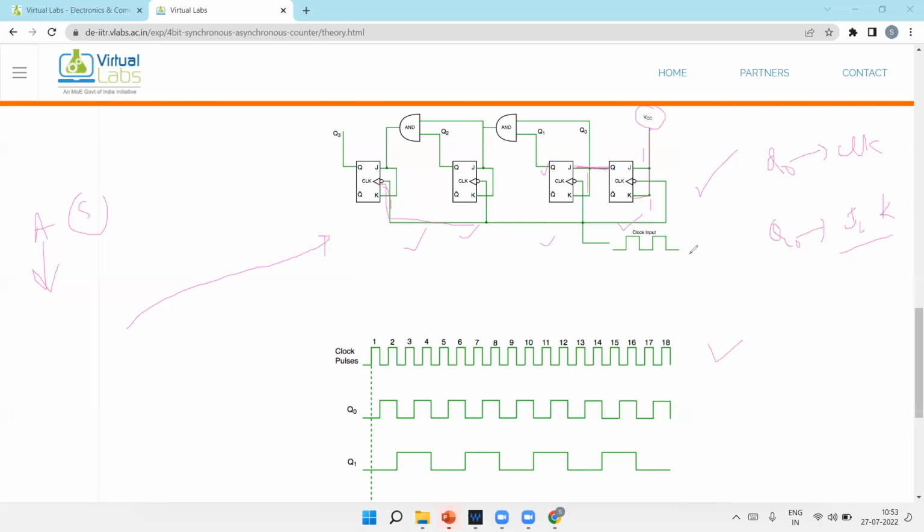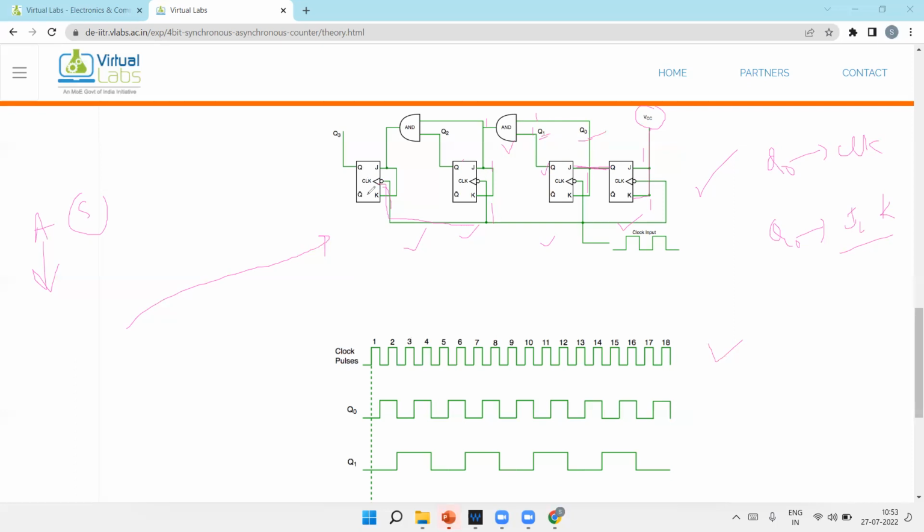Now come to the third stage. For the third stage, Q1 alone is not the input. Q1 and Q naught are needed, so an AND gate is required. When both outputs are 1, only then does the AND gate output 1. Then you will get J and K as 1 1, and only then will it toggle. The concept is that it toggles whenever J and K are 1 1. So for this, all the previous outputs should be 1, because it's connected with the two previous outputs.